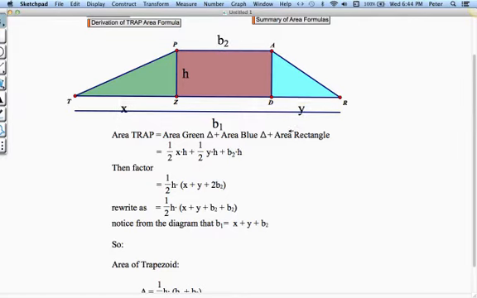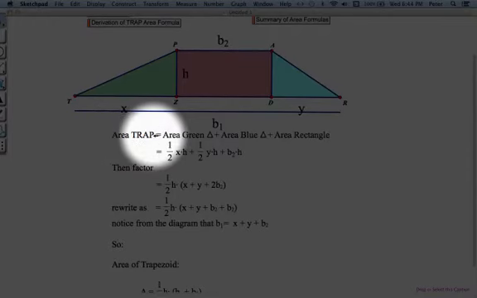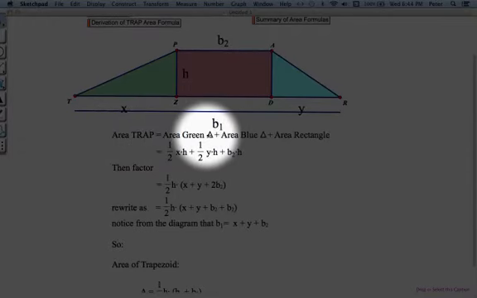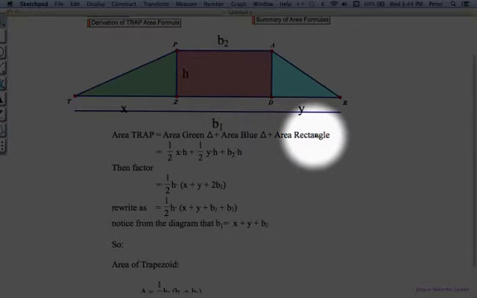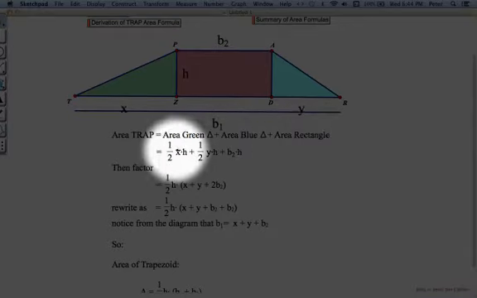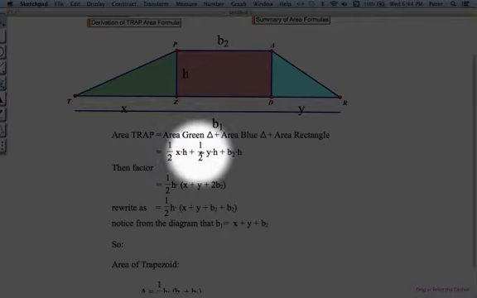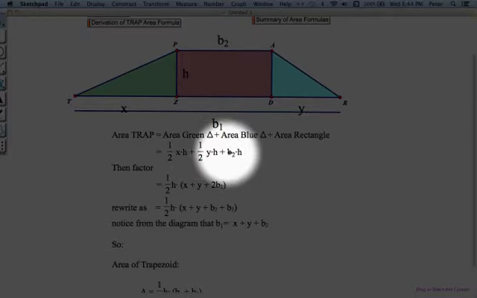Okay, so the area of this trapezoid is going to equal the area of the green triangle plus the area of the blue triangle plus the area of the rectangle. If I plug in the values for that, it will be 1/2 the base x times h plus 1/2 y times h, that's the blue triangle, and then b2 times h. That's going to be the area of my rectangle.